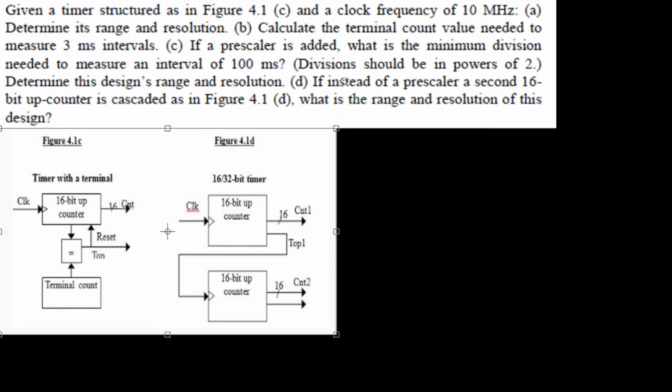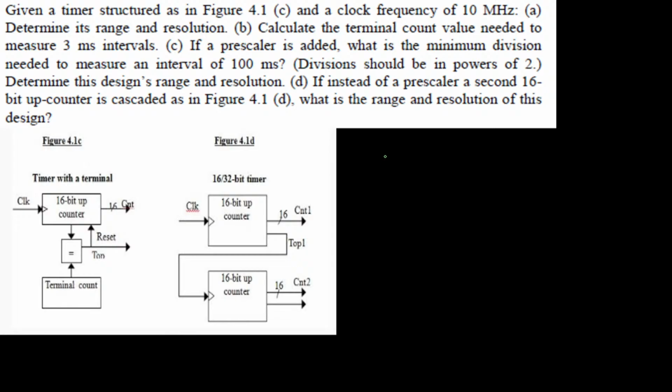And the D part is asking, if instead of a prescaler a second 16-bit up counter is cascaded as in figure 4.1d, what is the range and resolution for this design? Okay, so we have A, B, C, D parts here, and the diagram for the question is this one. We have 4.1c, that is this one, and 4.1d, that is this one.